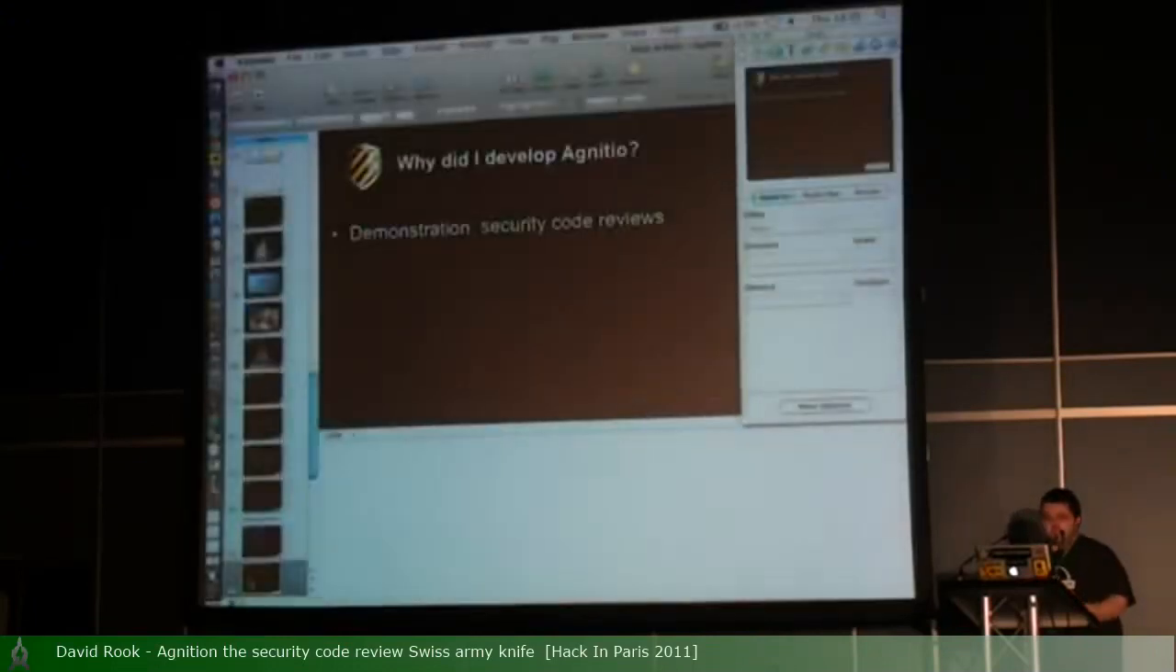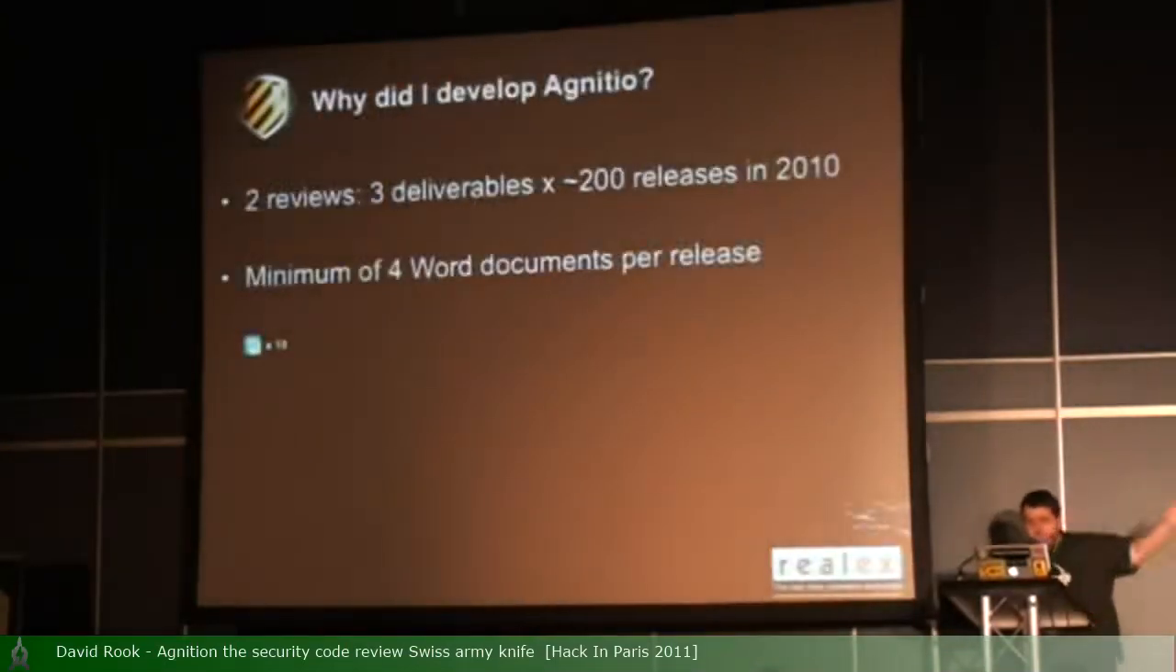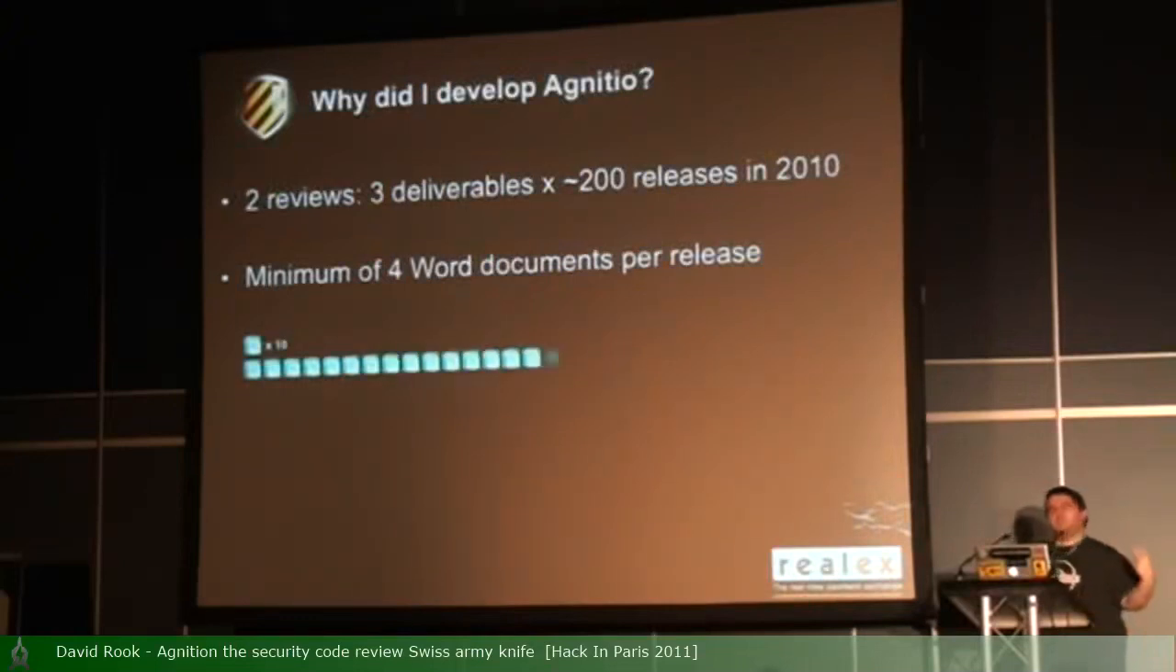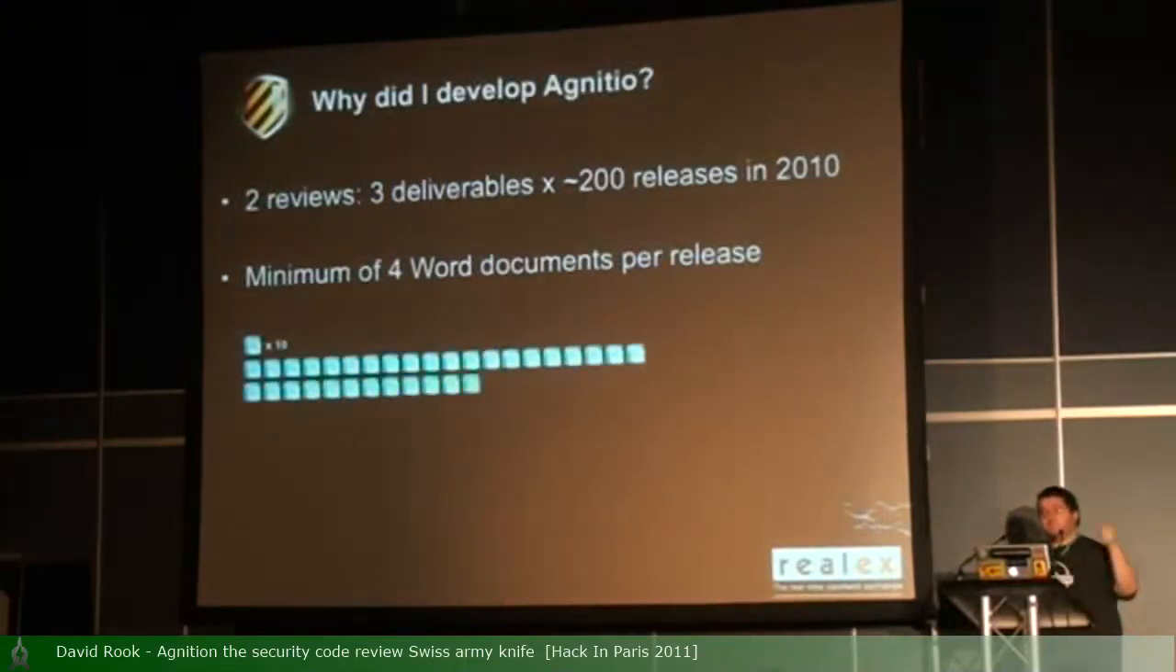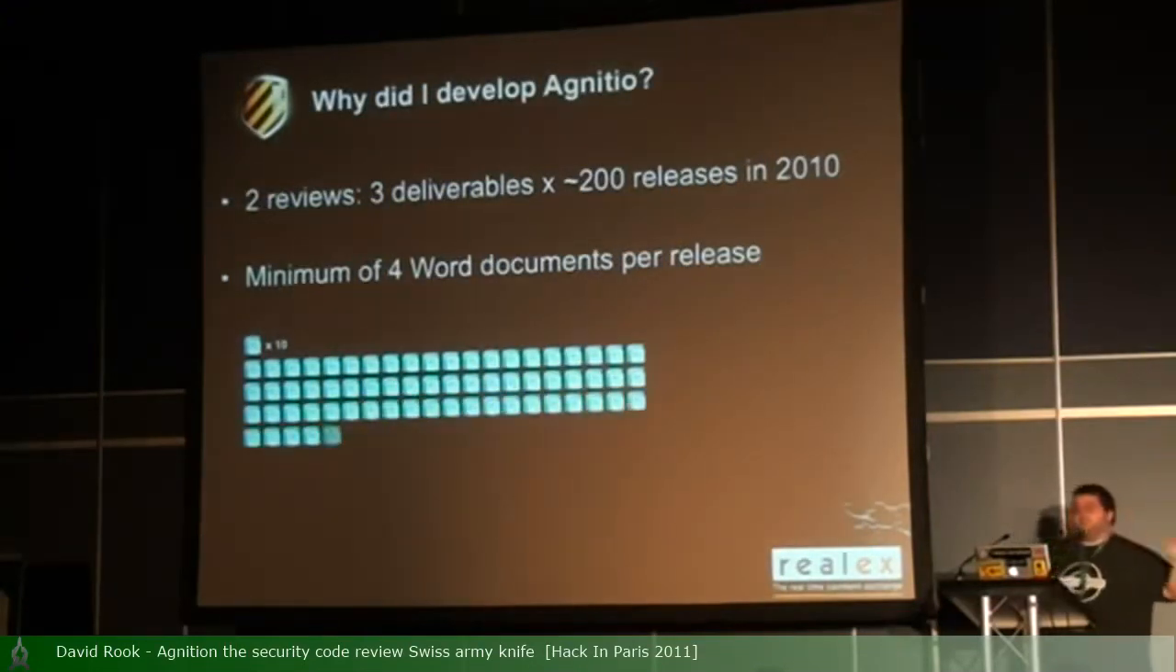So, quickly onto the next slide. As I said, we were producing crazy amounts of Word documents. So if you think we had 2 Word documents for every single code review, times 2 for every release, which meant that we were producing 4 Word documents for every release. It starts to become a bit ridiculous at that point.